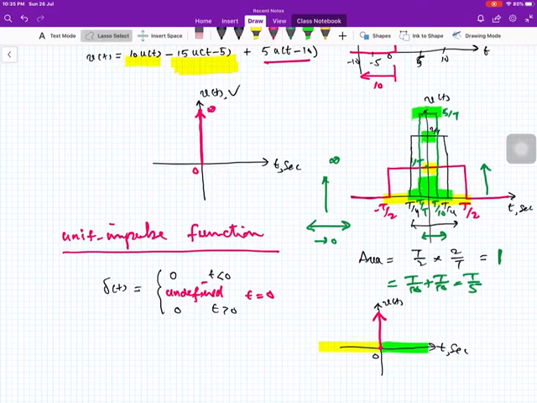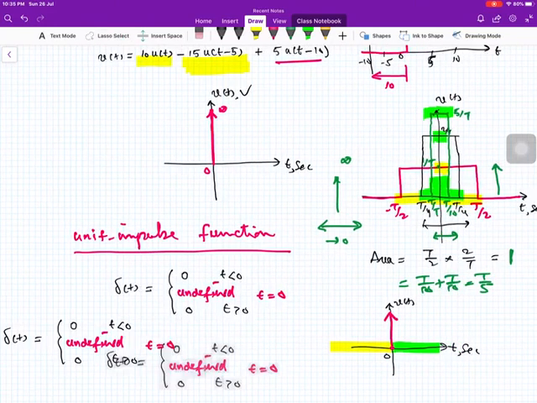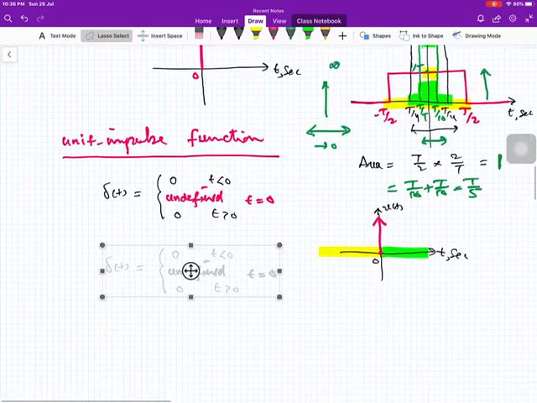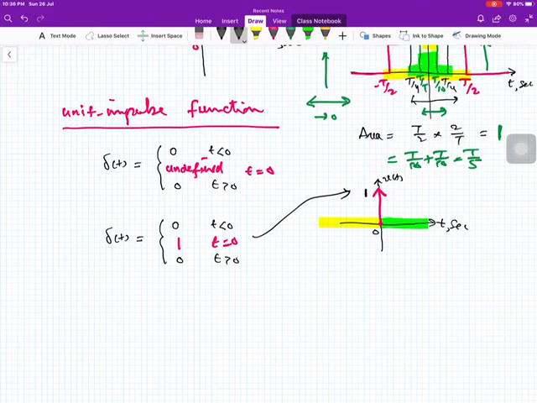And unit impulse function is, in the unit impulse function, this undefined will be defined value which is equal to 1 when t is equal to 0, and we show the amplitude 1 over here. It is just like a shock to a circuit.